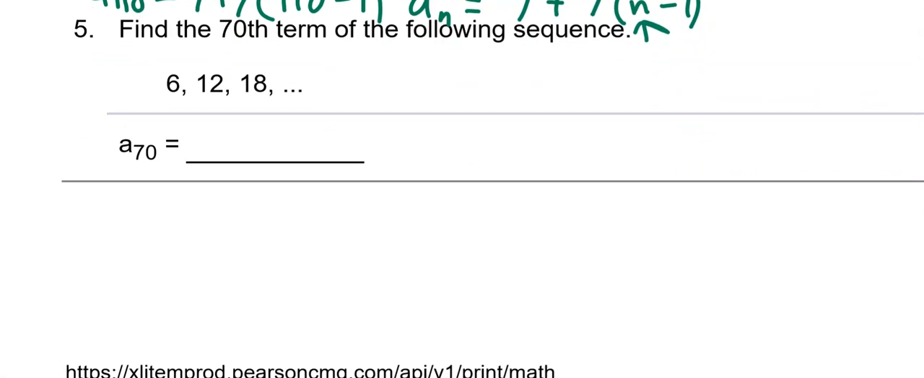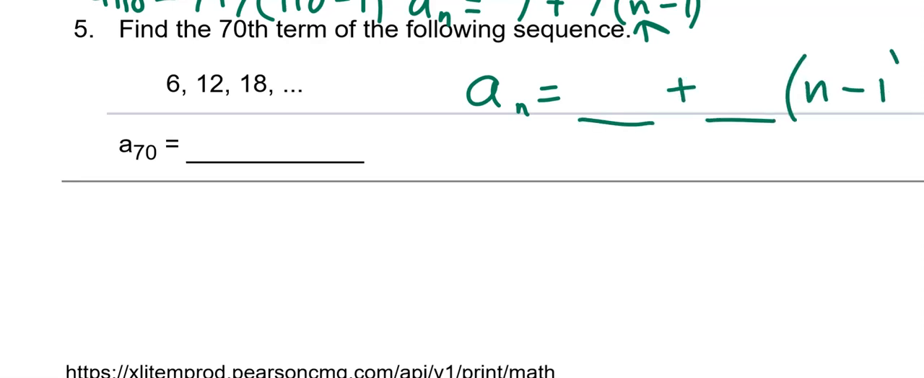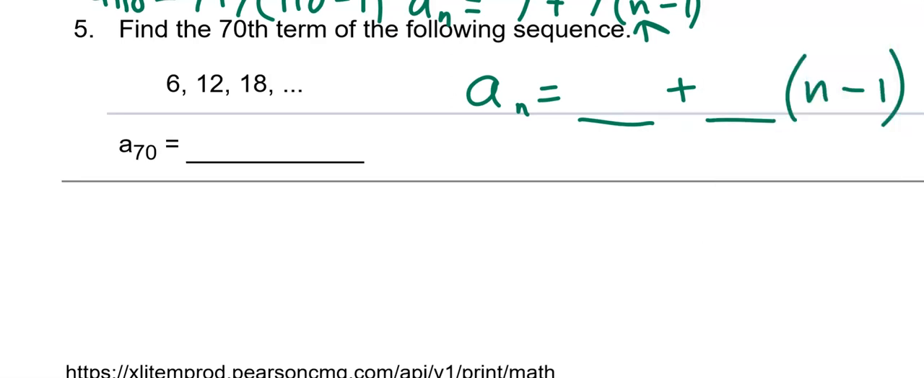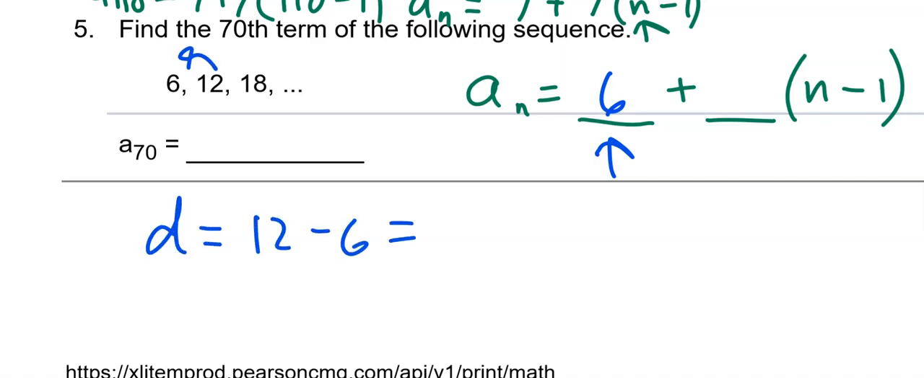Okay, question 5. A sub n. We need the first term. We need the common difference. So what's your first term? What goes in the first blank? 6. What's the common difference between the terms? Well, I don't know. Take any term minus the previous term. Some of you are already telling me that it's 6, and you would be correct.